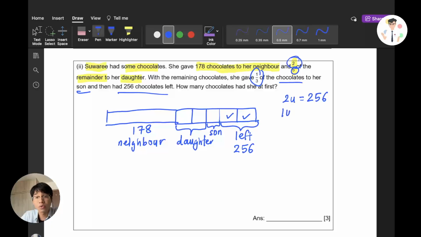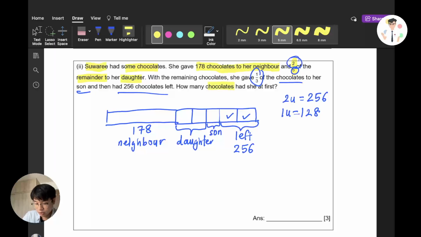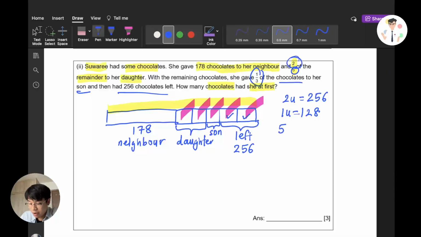So I know that 1 unit is equal to what? Divide by 2 and you should get 128. Now the question is actually asking how many chocolates she has at first. Now of course chocolate means the whole thing, right? But let's try to calculate some of these things that I already have. 1, 2, 3, 4, 5. So this is actually 5 unit, right? So let's try to find 5 unit first. 5 unit is 128 times 5, which is 640.